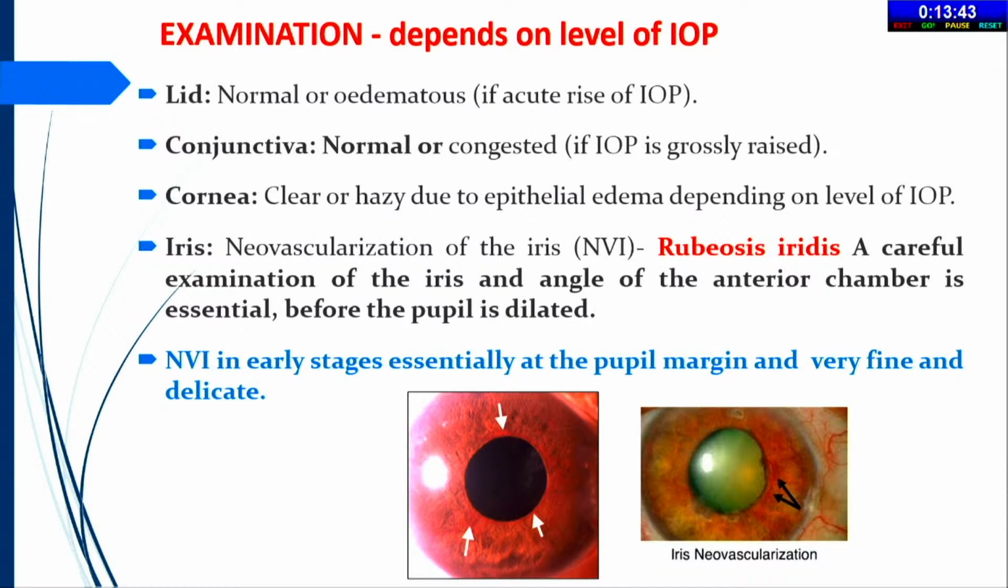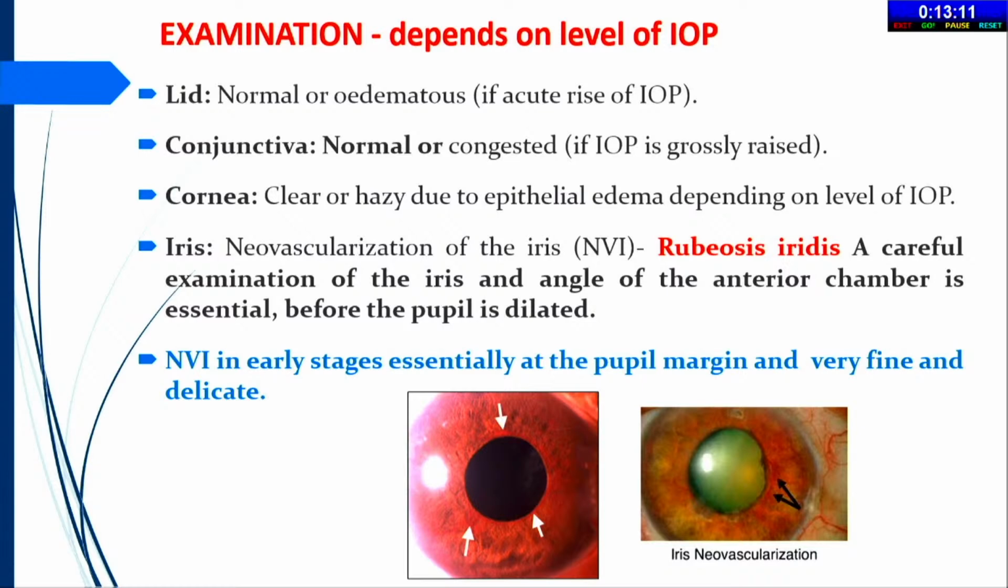So all our acute angle glaucoma patients come with lid edema, conjunctival congestion, corneal haze. But the differentiating feature between angle closure glaucoma and neovascularization is the presence of new vessels. You have to look for these new vessels inside, because of the edema you may not be able to see them. Where you will see them is at the pupillary margin. There will be a very fine, delicate tuft seen at the pupillary margin.